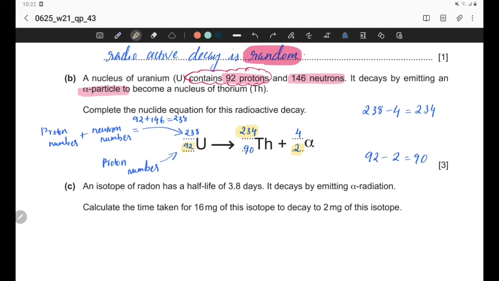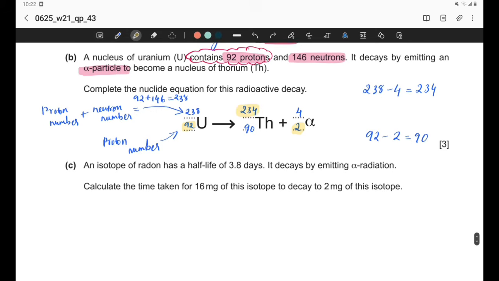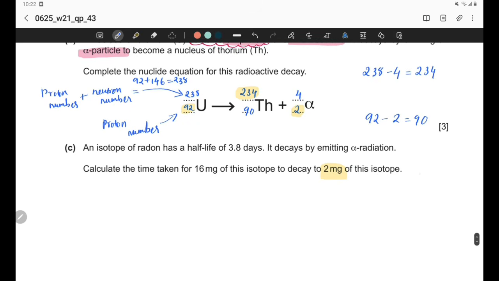Part C, an isotope of radon has a half-life of 3.8 days. It decays by emitting alpha radiation. Calculate the time taken for 16 milligram of this isotope to decay to 2 milligram of this isotope. So we need to find out, we have 16 milligram of radon, and in order to reduce this to 2 milligram, how many half-lives it has gone through. Then we can easily calculate the time taken.